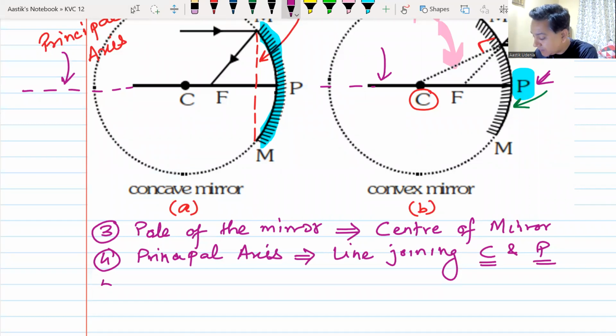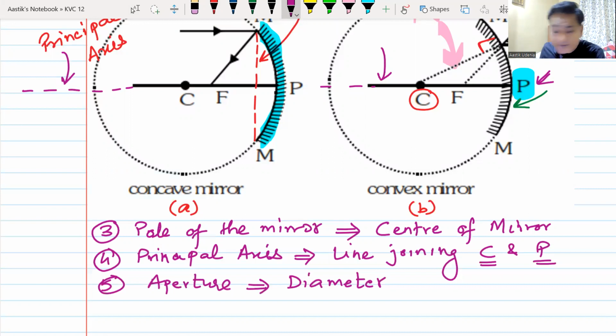I will write definition number 5. Definition number 5 is the aperture of the mirror, and the aperture of the mirror is nothing but the diameter. Remember, in the exam, beta, they will not be using the term diameter of the mirror. They would be using the term aperture, and that time, please remember the diagram, and that is why the diagram becomes very important. Aperture of the mirror is the diameter of the reflecting part.